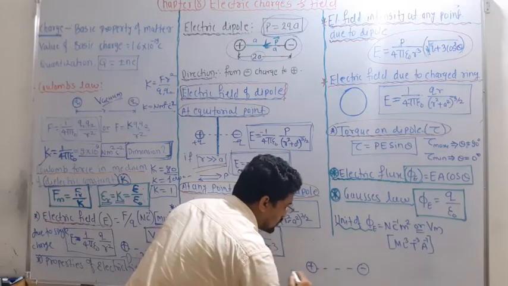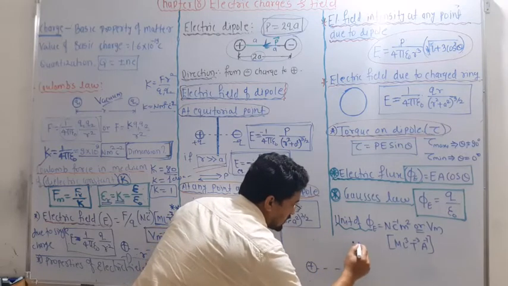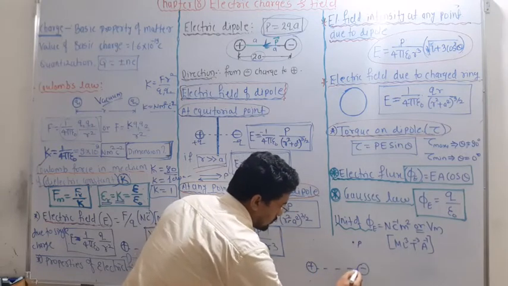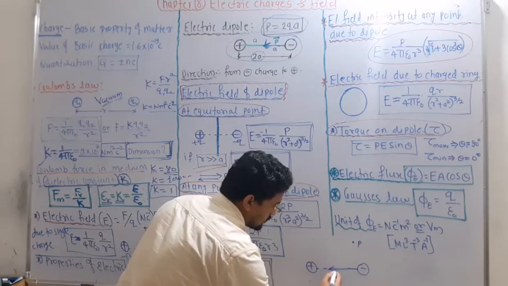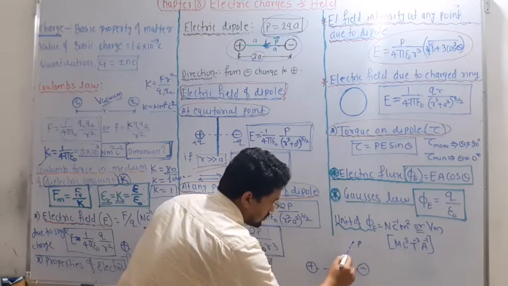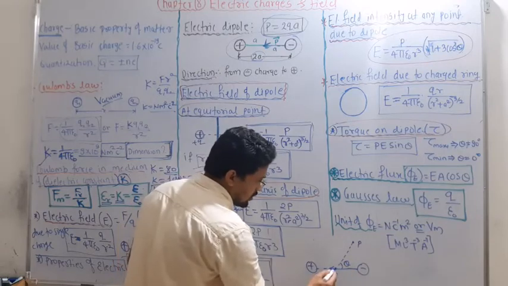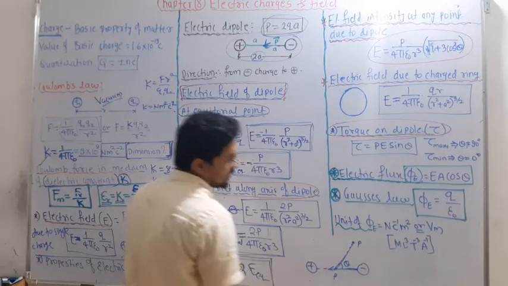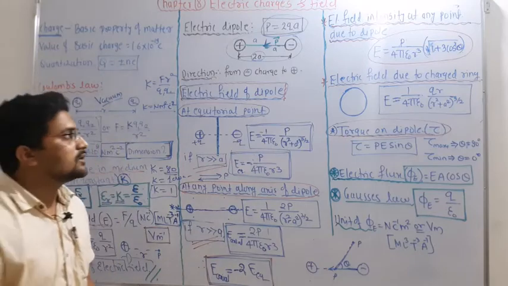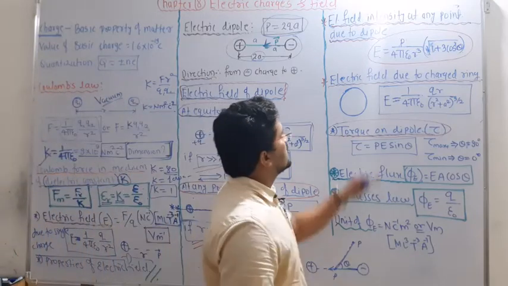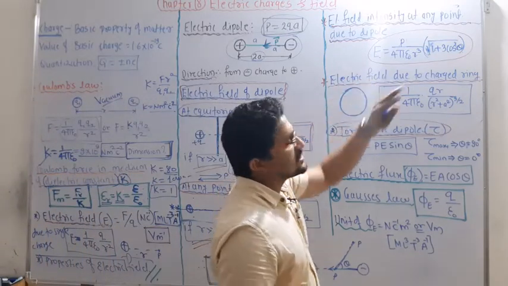Okay, so this is the equatorial, this is the axis. You wish to find out the electric field at this point. Okay, so electric dipole moment P. And from the center you have to draw a line. So this is nothing but what? Your theta. So the angle between the position vector and the dipole moment, that angle is known as what? Theta.